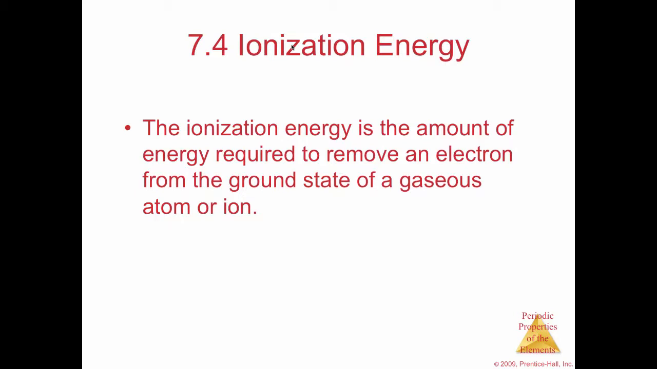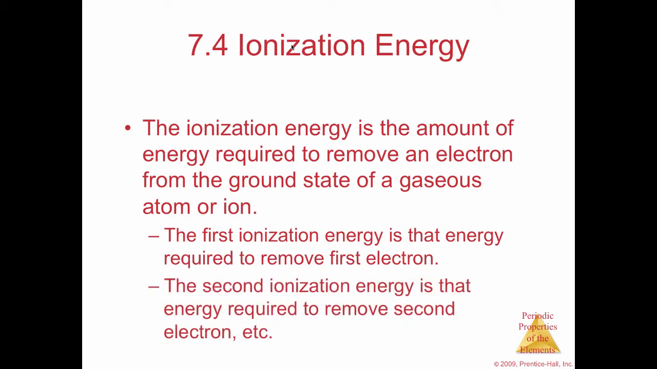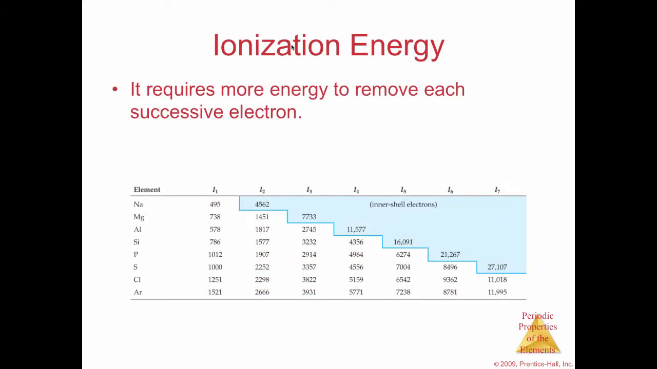7.4 Ionization energy. The ionization energy is the amount of energy required to remove an electron from the ground state of a gaseous atom or ion. The first ionization energy is that energy required to remove the first electron. The second ionization energy is that energy required to remove the second electron, etc. It requires more energy to remove each successive electron.